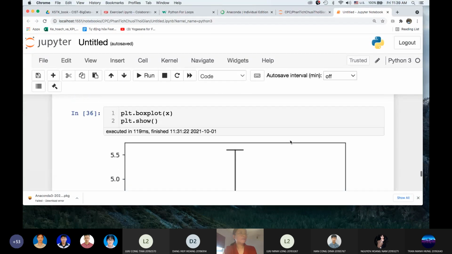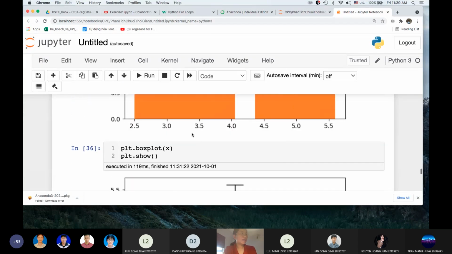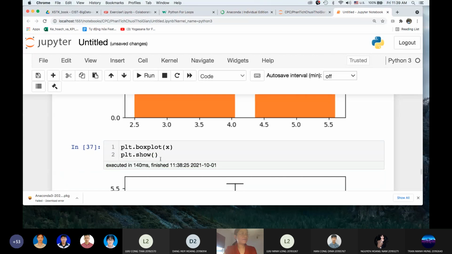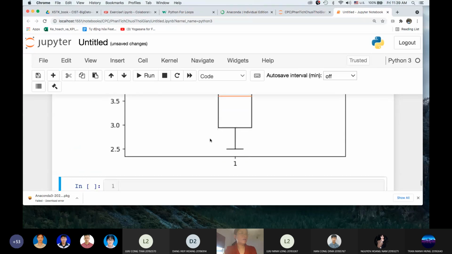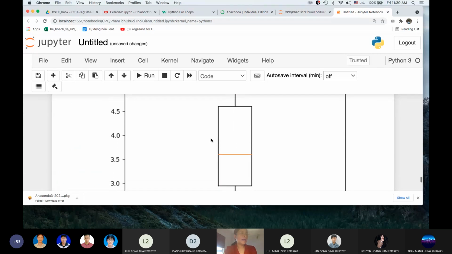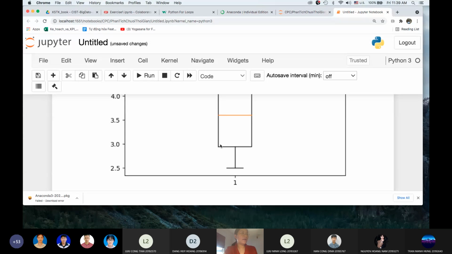Here's a box plot. You use this command, boxplot(x), and it gives a graph like this. I will illustrate this graph for you.